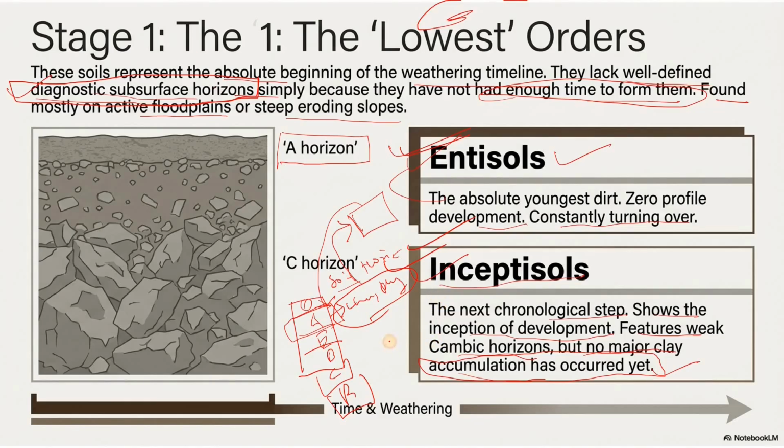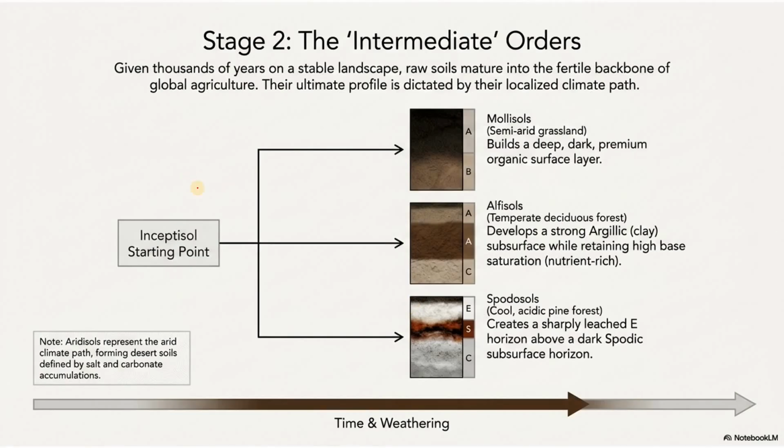And what is the meaning of cambic horizon? As I have said about the diagnostic horizon, the cambic horizon falls in the B horizon of soil. And when there is a weak development of this B horizon, that is called a weak cambic horizon. After Entisol and Inceptisol, what do we have? We have Alfisols, Mollisols, and Spodosols. So after Inceptisols, we have the Alfisols. Then comes the Mollisols.